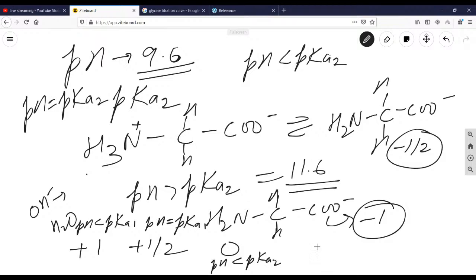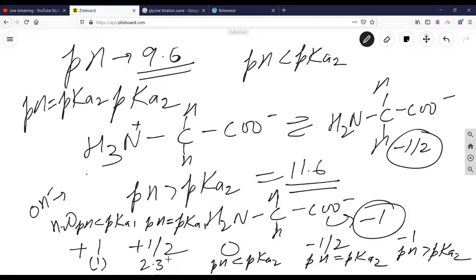Okay, now again here you will get -half, which is pH equal to pKa2. Then you are getting -1, which is pH greater than pKa2. So this is the charge distribution in the amino acid when you keep on increasing the pH. Suppose this is pH of 1, this is pH equal to pKa1, means pH of 2.35, this is pH of 6, the isoelectric point.